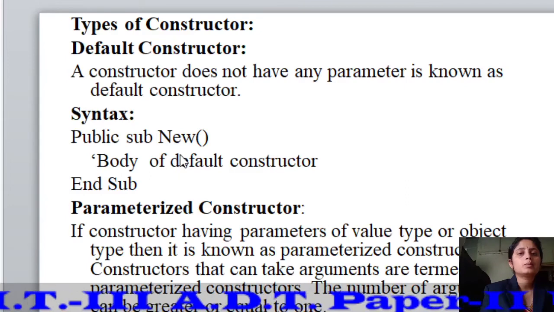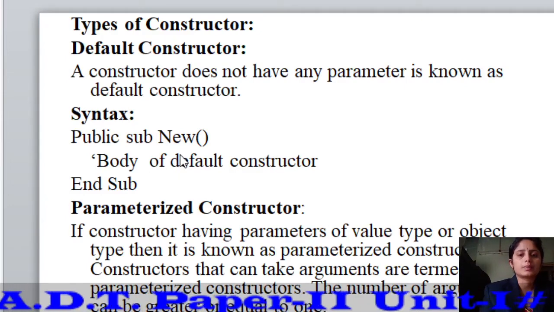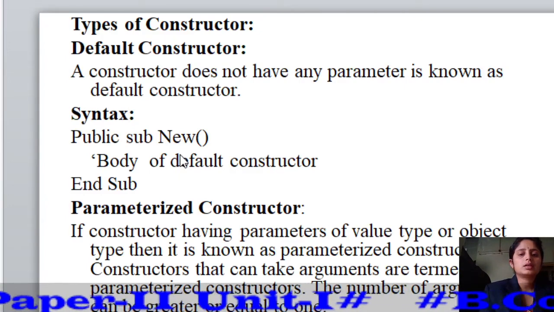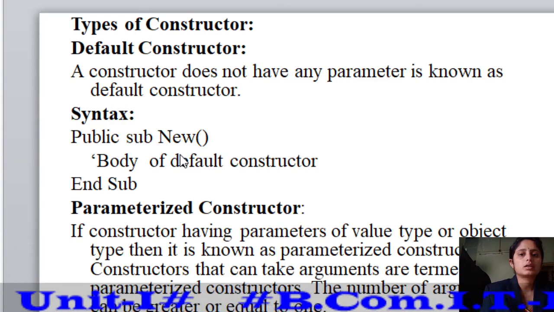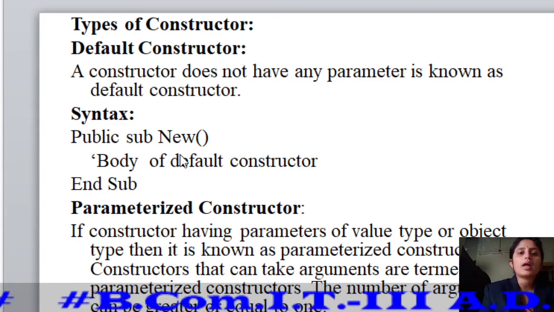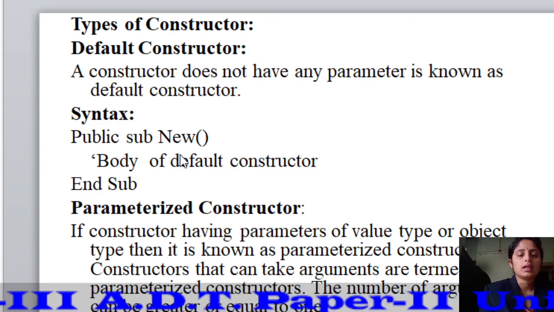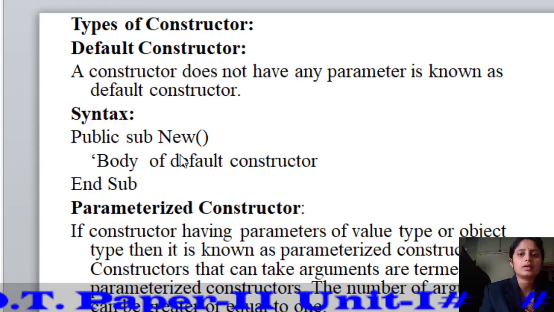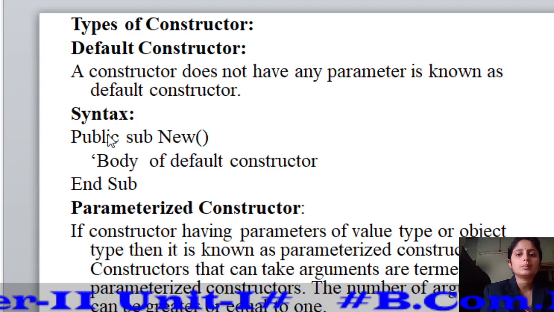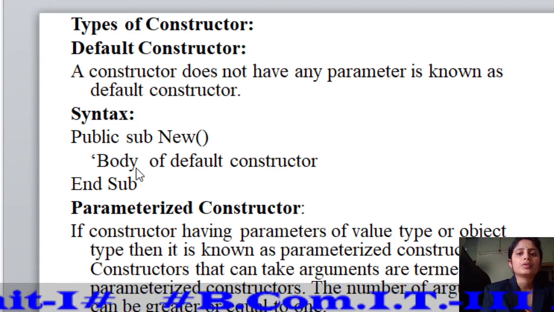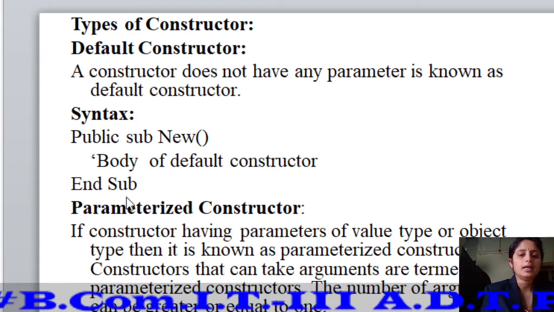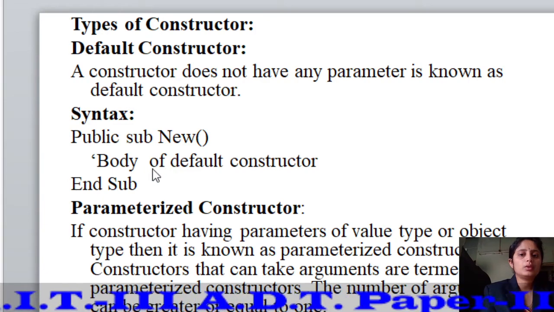The next point is the types of constructors. The first one is the default constructor. A constructor that does not have any parameter is known as a default constructor. Let's see the syntax for the default constructor. The syntax is: Public Sub New, body of the default constructor, End Sub. It is like a subroutine.